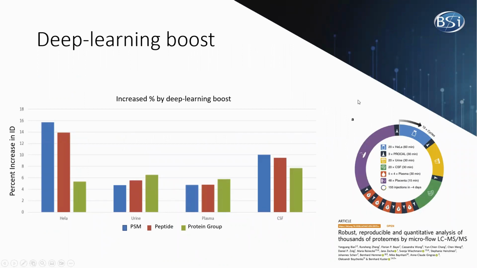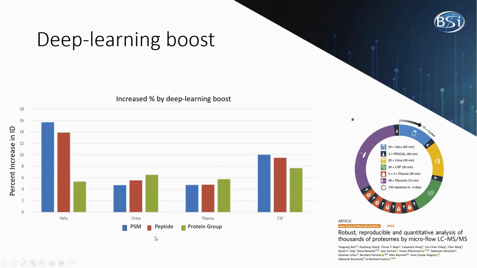Okay, so recently, Bernhard Kuster's group published this article where they analyzed thousands of proteomes by microflow LC-MS and showed good reproducibility and quantitative analyses with this data. And to highlight the benefit of using our deep learning boosts in our ID workflows, we ran raw data from HeLa, urine, plasma, and CSF, and show the percent increase in IDs for PSMs in blue, peptides in red, and protein groups in green.